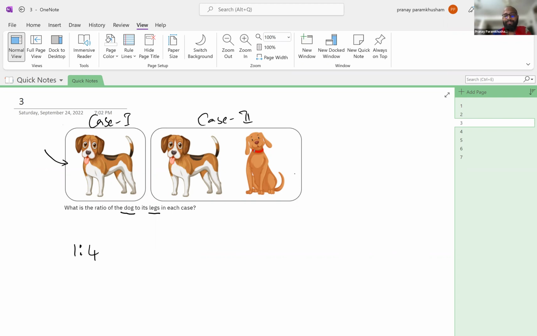What about case 2? How many dogs could you see? 2, and that's 8 legs. And when we cancel them? That's 1 to 4. Like 2 times 1 and 2 times what? 4 times 2. Yes, 1 to 4. Okay.